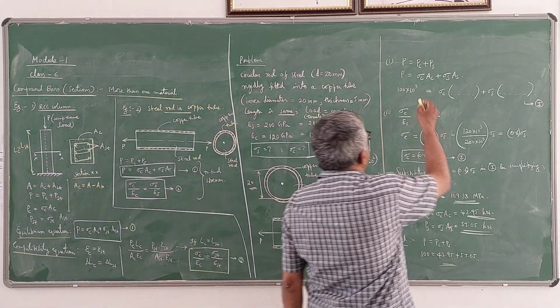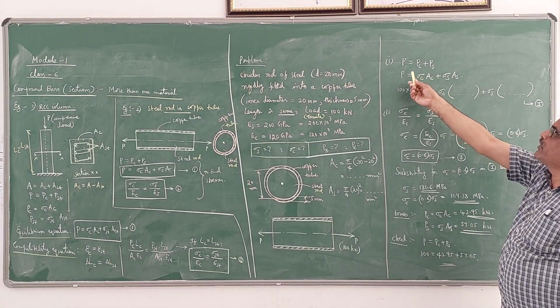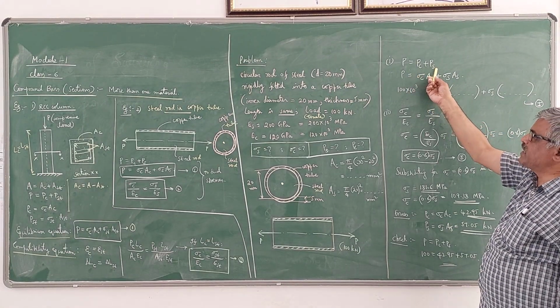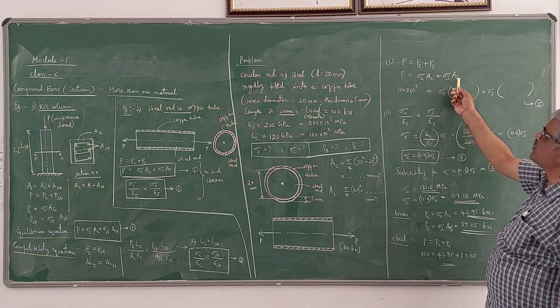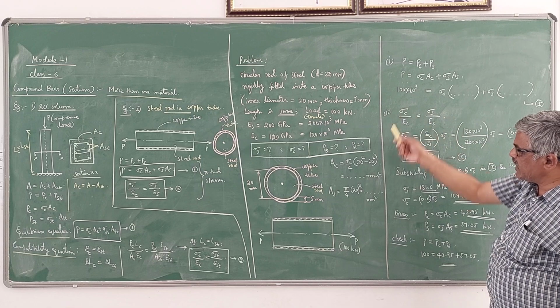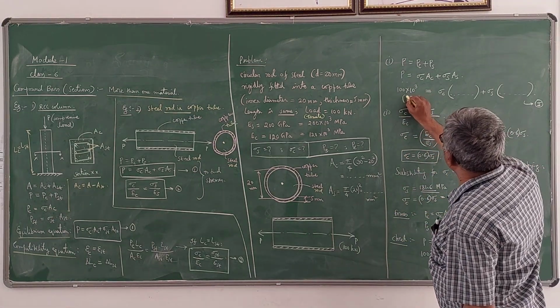Now the procedure is very simple. First I am applying the equilibrium equation. According to the equilibrium equation, P is equal to PC plus PS here. So PC is sigma C into AC, plus PS is sigma S into AS. The P value is as given, 100 kilonewton. Kilonewton should be converted to Newton.